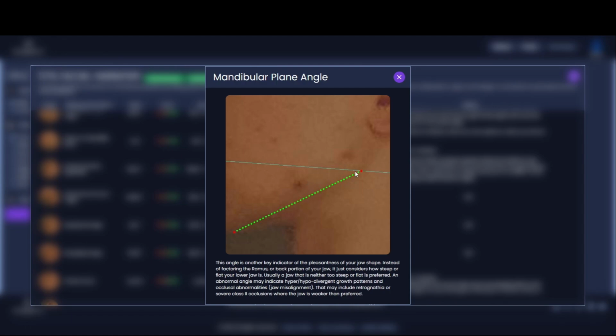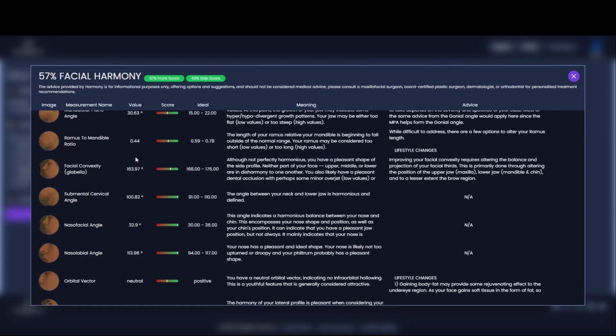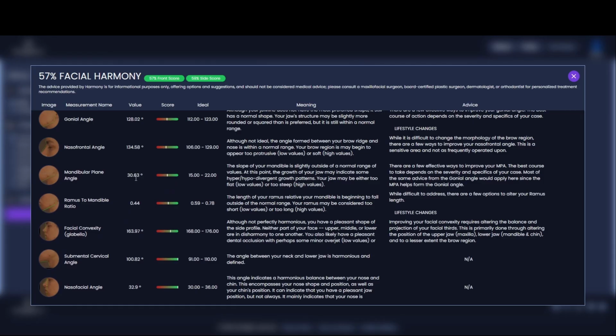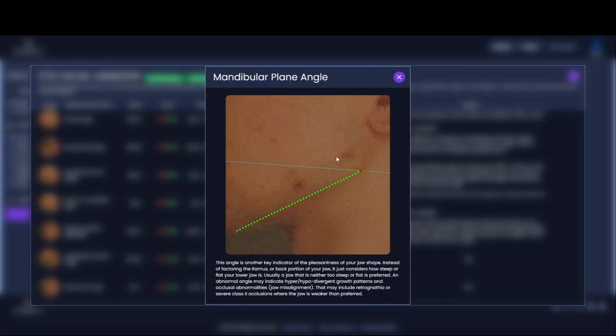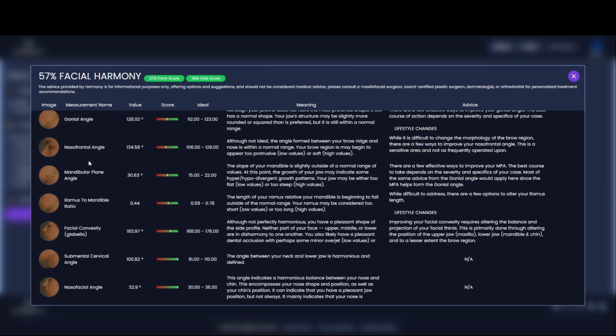His mandible is very steep, about 30 to 31 degrees, which actually is outside of the normal range. So I can say with 90% certainty he has some kind of occlusal or dental issue where his jaw growth pattern is, the term is hypodivergent or hyperdivergent, so it's a bit more downward grown than preferred.